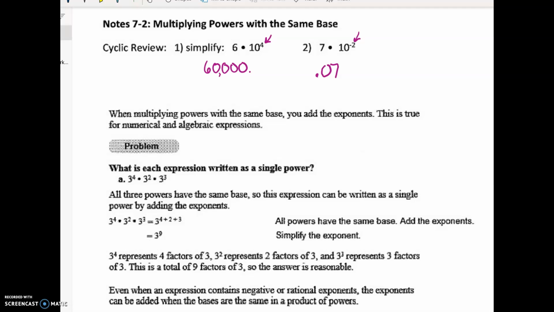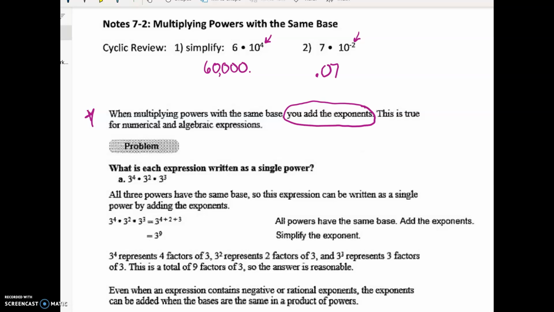All right, so starting with our topic today, we are going to be multiplying powers when they have the same base. And the rule is that you add the exponents. So I'm just going to circle that there. We have to add the exponents. This is true for numerical and algebraic expressions. So there is the main rule for today. So let's look and see how that rule is applied.